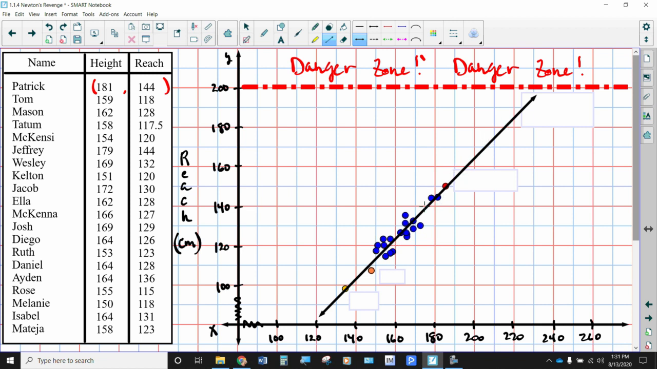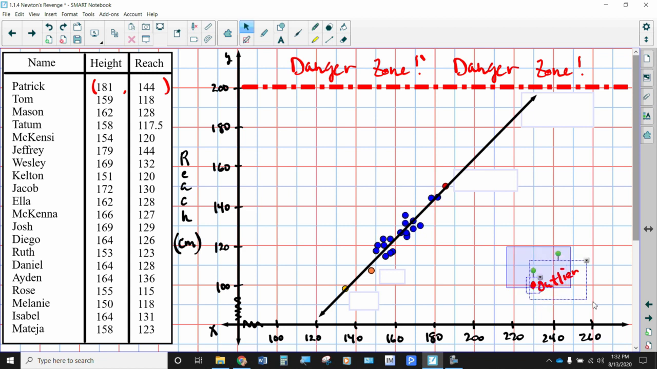No two people are built exactly the same, so that's why you're not getting everything perfectly on this line. Now, if you had one person that was super short but had really, really long arms, a really long reach, this would be considered an outlier because it is so far away from the rest of the data. You could also have someone who was like a Tyrannosaurus Rex, who was really, really tall, had little tiny arms.